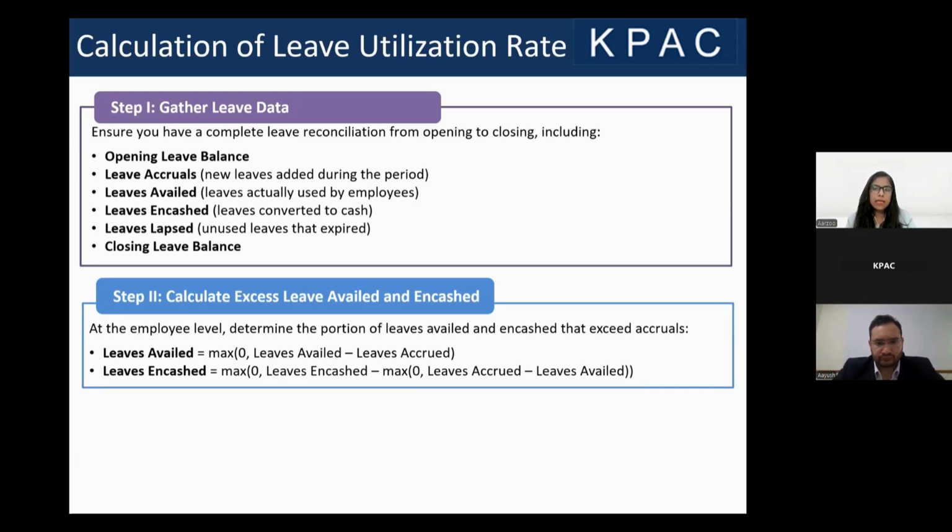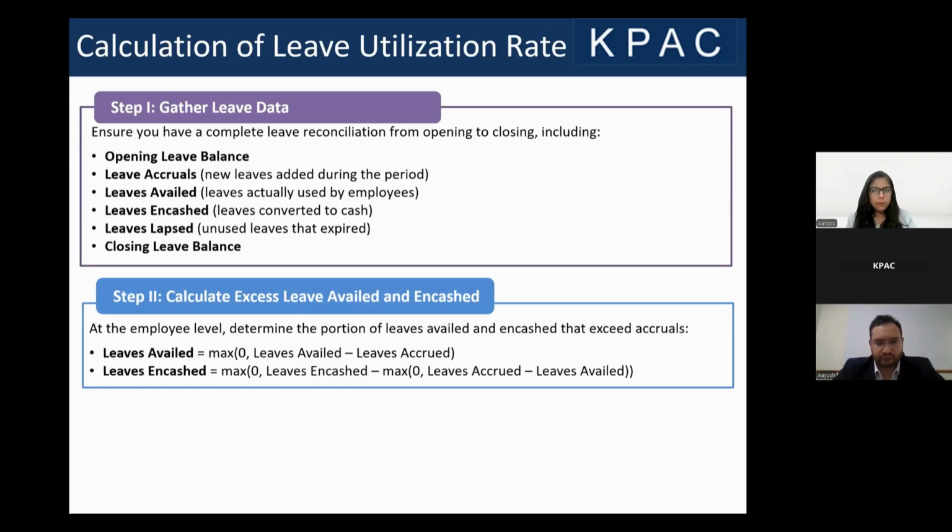Then comes leaves encashed, which means leaves converted to cash, often due to company policy on unused leaves. Then leaves lapsed are the leaves that have expired and were not carried forward to the next year. And then the closing leave balance. Here, the final leave balance we have considered after accounting for all these adjustments. By ensuring all these elements are accounted for, we can move forward with calculation of excess leave utilization.